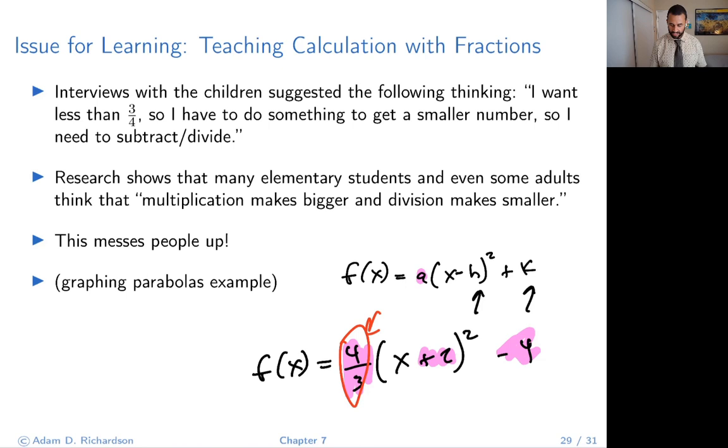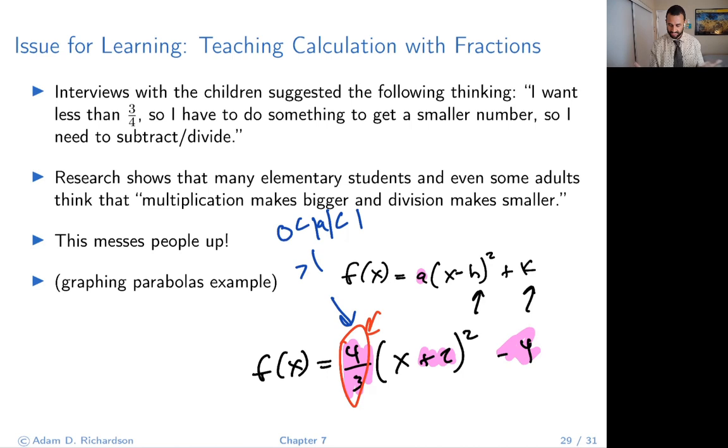In particular, if this number is greater than one, then it's going to stretch vertically. And if it's strictly in between 0 and 1, then it's going to be a compression. Really, I should say absolute value. There we go. The absolute value. If the magnitude of that number is between 0 and 1, then it's going to compress things.